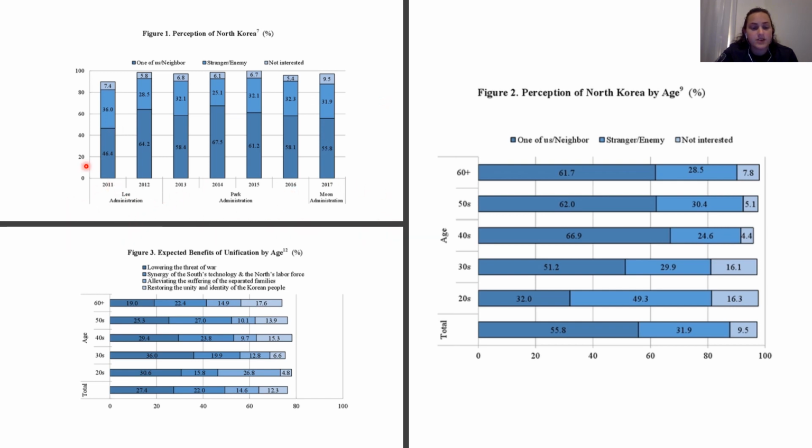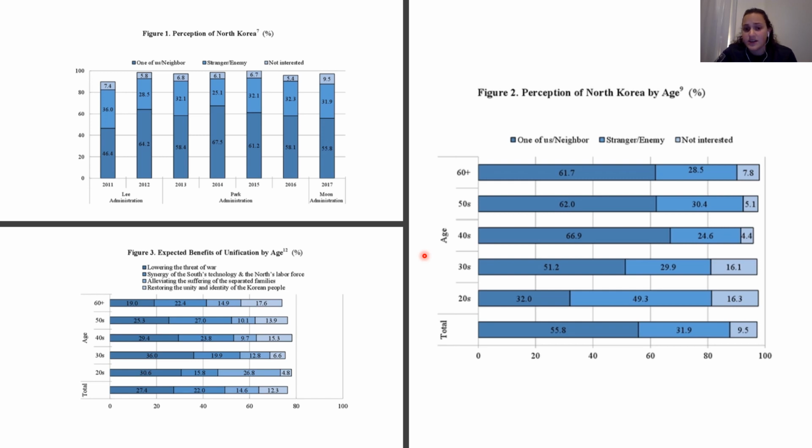During the Lee administration, for the most part, there was a drastic change. In 2011, they still mainly saw each country as one of us. We're all Korean. And that tended to stay the trend. It fluctuated a little bit, but for the most part, even during the Park administration and the beginning of the Moon administration, they all tended to think that the North Koreans were one of us.